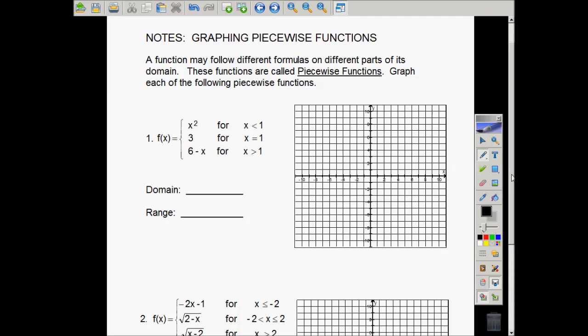What function is that? It's a decreasing linear. Why is it decreasing? Because it's a negative x. My slope is negative. So I have pieces of other functions. Again, this is a quadratic, this is a horizontal line, and this is a decreasing line. Altogether, these pieces make up my new function.